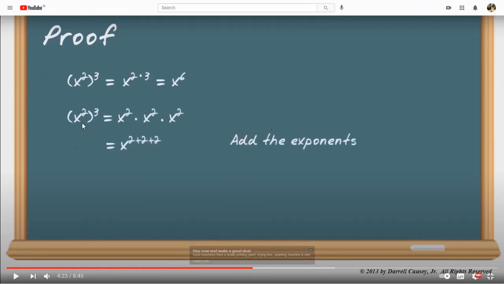Now here you see x to the power 2 to the power 3 is equal to x to the power 2, you have to multiply 3 times, is it not? So here, since the base is the same, you apply the first law. Your base is the same, so the power will be 2 plus 2 plus 2, which is 6, so x to the power 6.